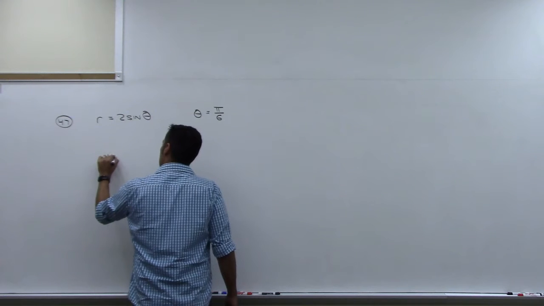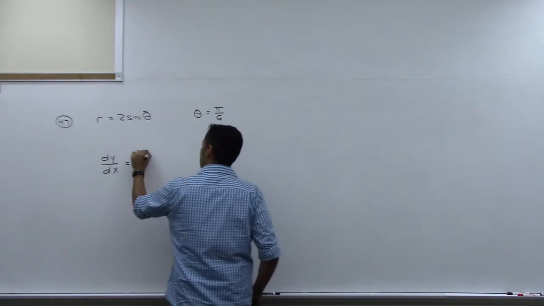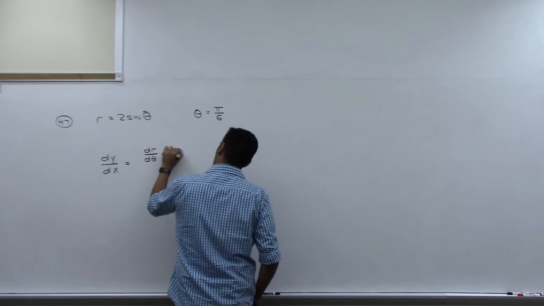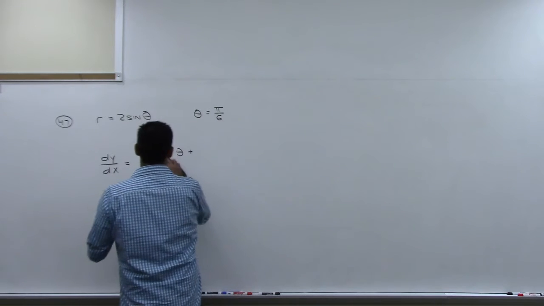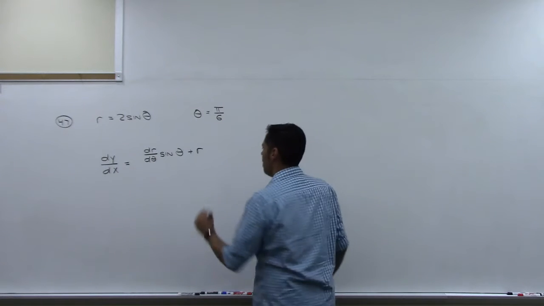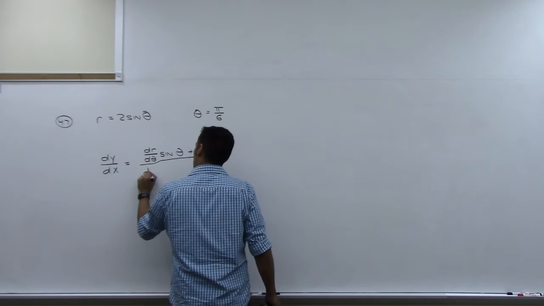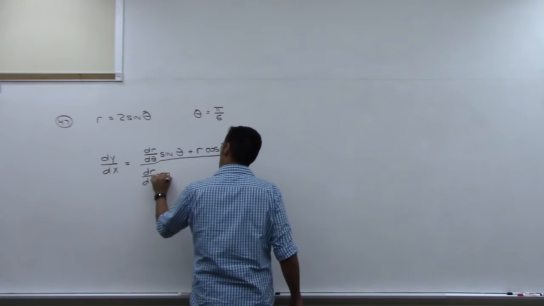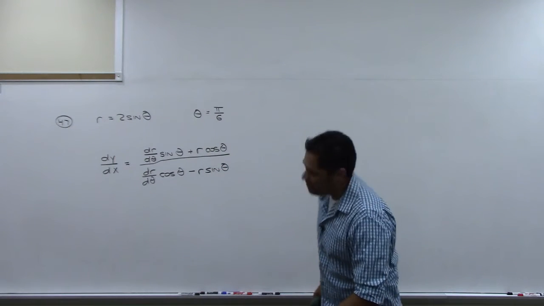We know that the slope of the tangent line is dy/dx, and in class and in your notes, I gave you the formula for this. This is going to be dr/d theta times sine theta plus r times cosine theta, over dr/d theta times cosine theta minus r sine theta. Okay, so that's our formula.